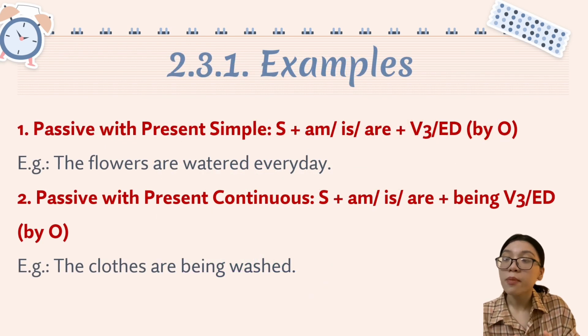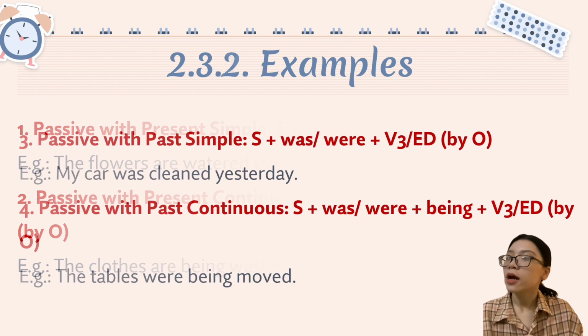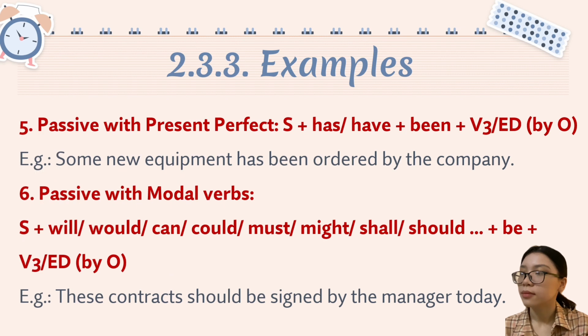Now let's see some examples of passive voice in different tenses. The first two tenses are present simple and present continuous. Okay, the next ones are past simple and past continuous. You can see the difference between them. For past simple, we use was cleaned, but with past continuous, we need to add being to indicate the process of the action. So we have were being moved. And the next tense is present simple. And finally, passive with modal verbs.